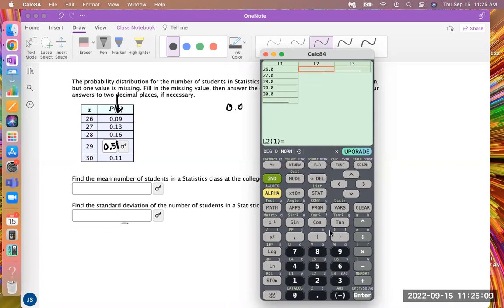Now I go into L2 and I put all the probabilities, everything in my second column here, into L2. So 0.09, 0.13, and I have to make sure I'm corresponding. I can't put the 0.13 next to the 30 in the calculator. I have to put the X values right across from their corresponding probabilities, of course.